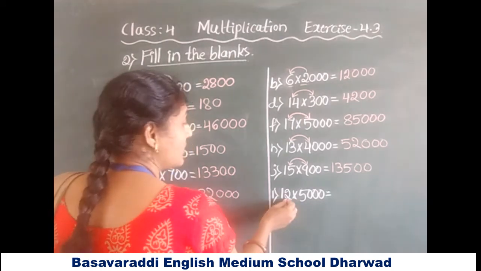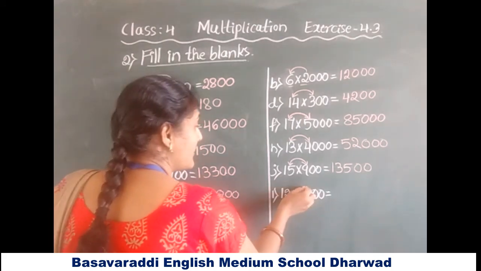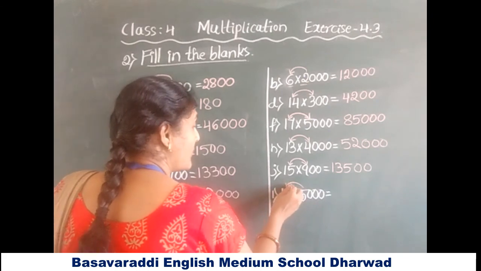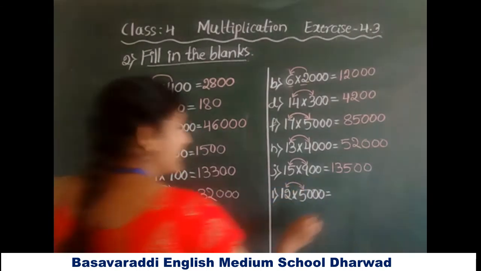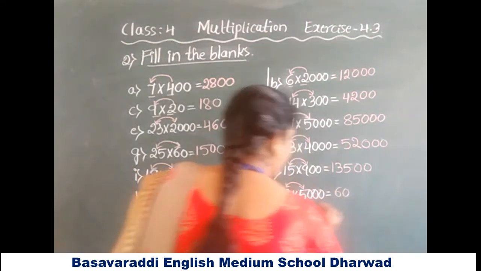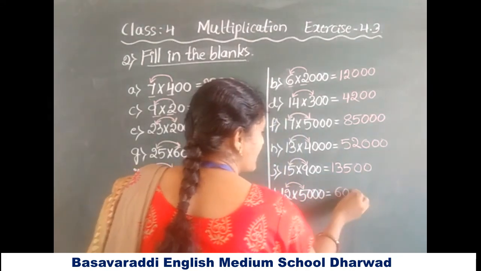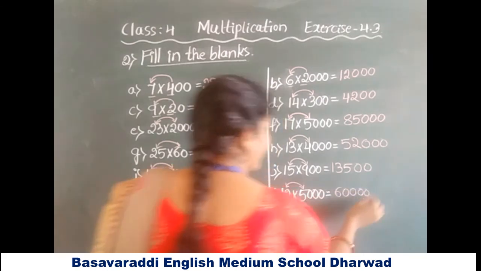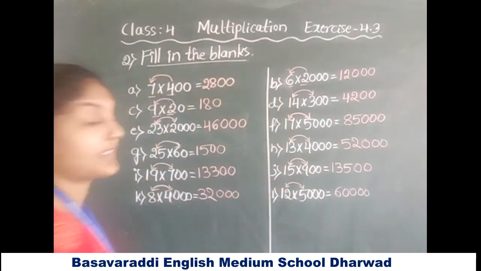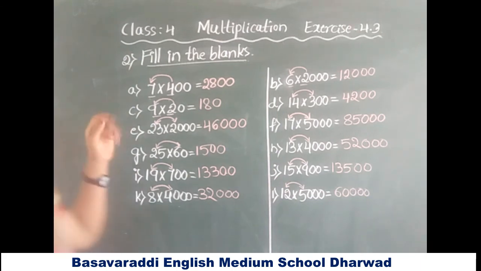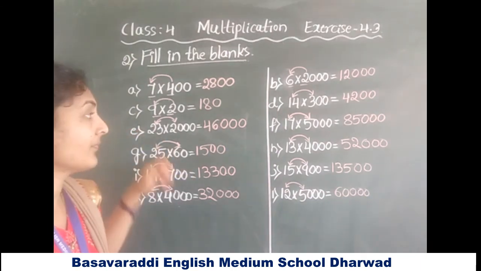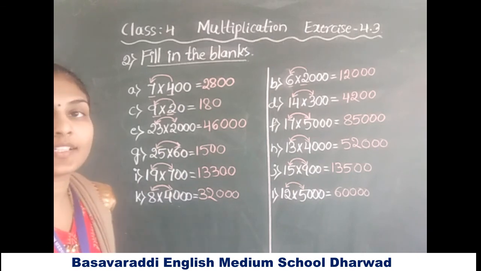The next one, the 12 into 5000. Multiply the non-zero part first, the 5 into 12 or 12 into 5, that is 60. How many zeros there? 1, 2, 3. So write the 3 zeros there. What is the answer? 60,000. Okay, this is the second sum from exercise 4.3. Yes, the exercise is completed.